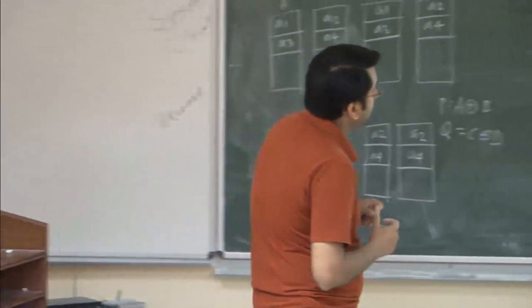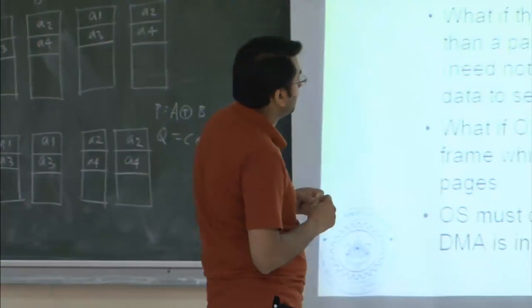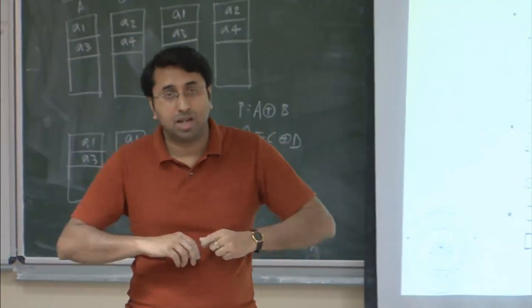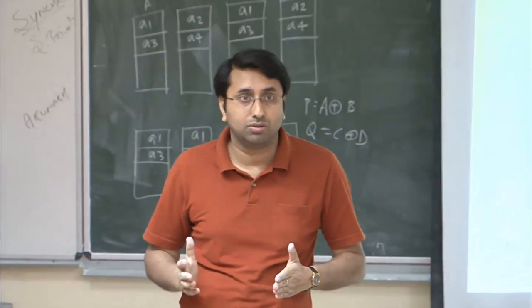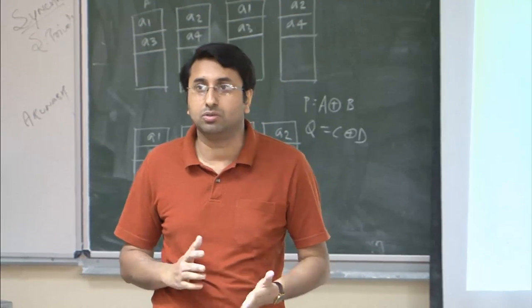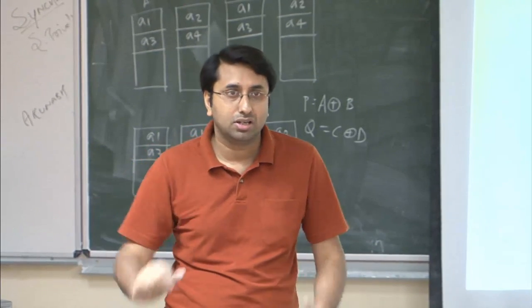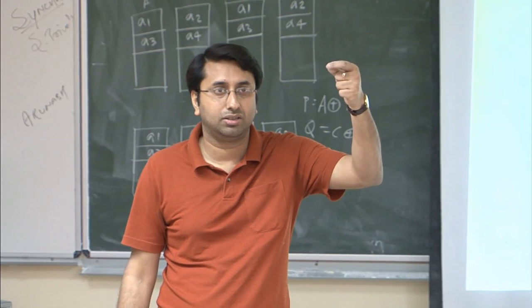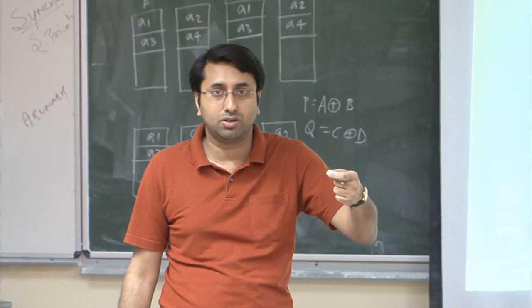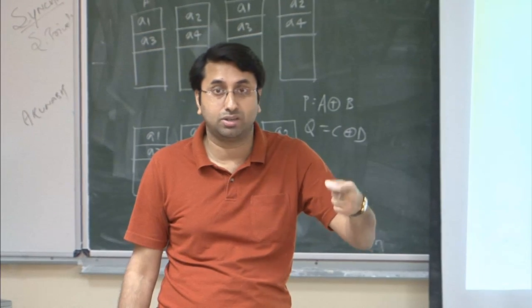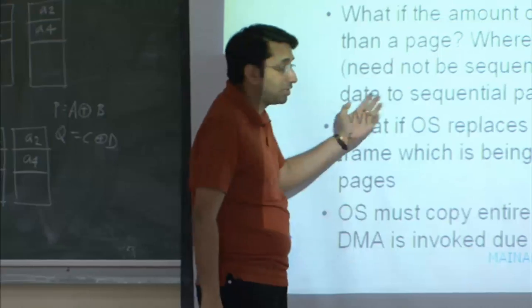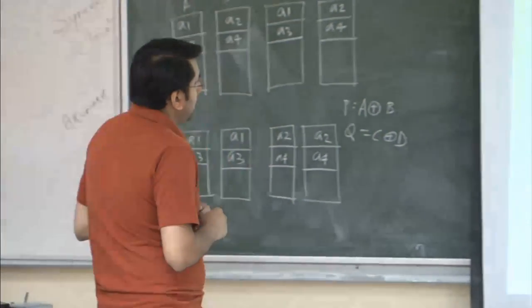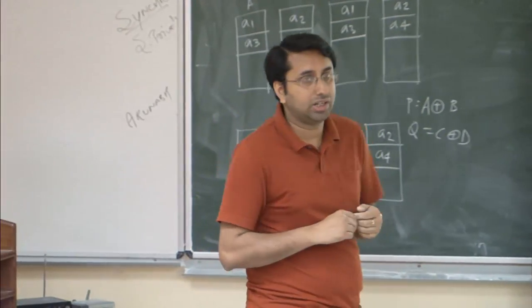So the first fundamental question is, what if the amount of data to be transferred is more than a page? When I'm done with the page, where should I go now? Because physical pages are not contiguous, they're normally scattered. And normally, when you do a DMA, the CPU sets the starting address only. So when you cross a page boundary, you cannot really start writing to the next page. So you need some solution: OS must copy the entire data to sequential page frames before invoking DMA. Okay.